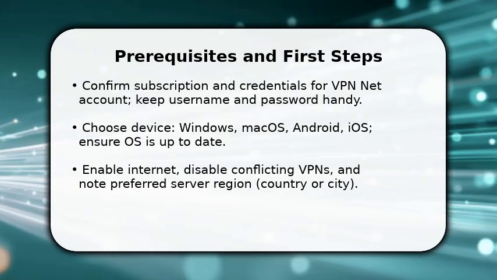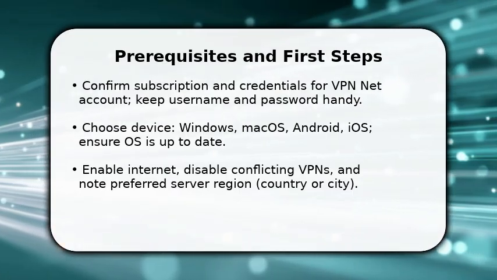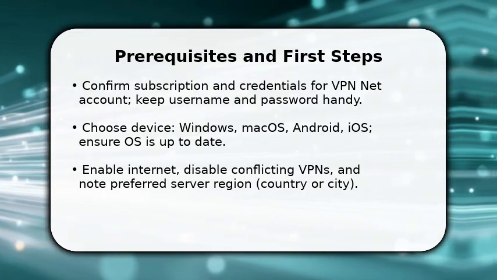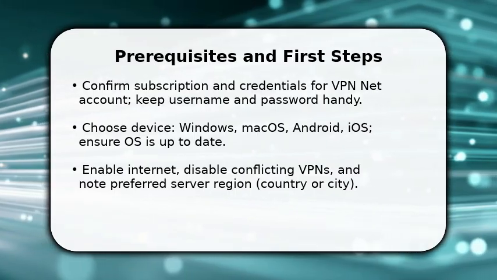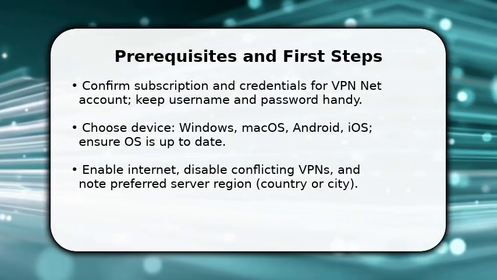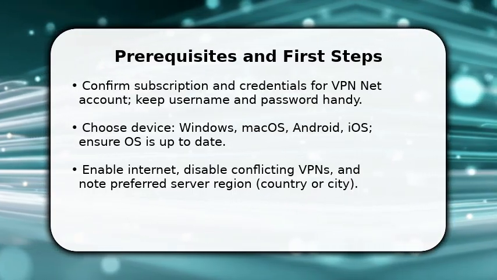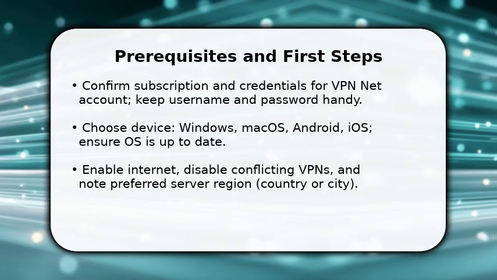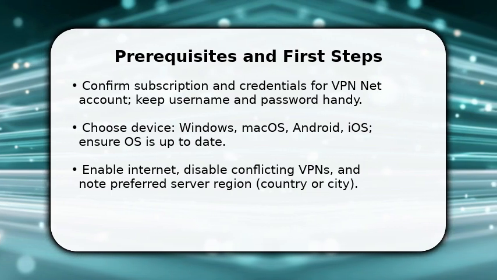You start by making sure your VPN Net account is active and you have the username and password available. Once done, pick the device you will install on, Windows, Mac OS, Android, or iOS, and update the operating system so the client installs cleanly. Make sure your regular internet connection works and disable any other VPN or proxy software that can conflict. Finally, decide which server region you need, because that choice shapes speed and access.